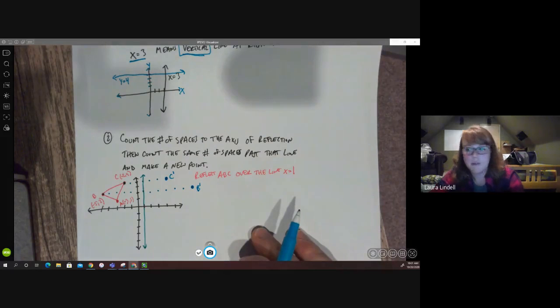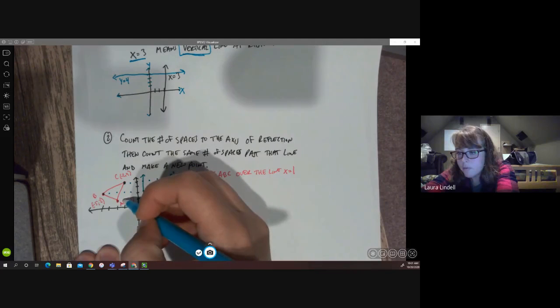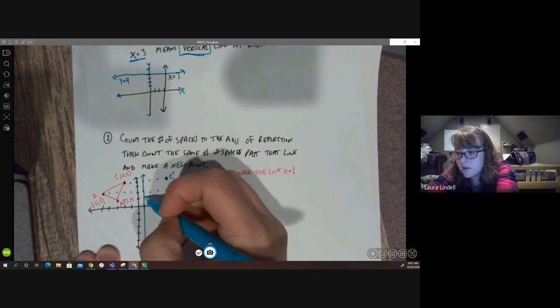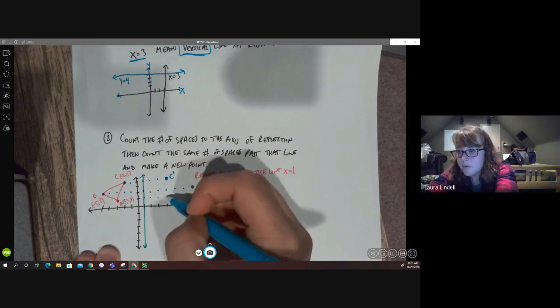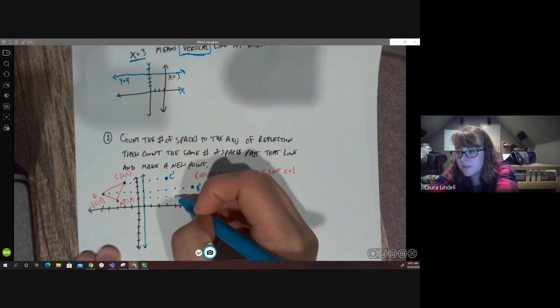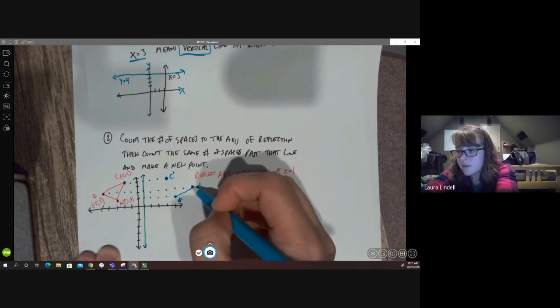Then we're going to do the same thing with A. A is here at -3, 1. So we're going to go over 1, 2, 3, 4 to get to the line. So we have to go 1, 2, 3, 4 past the line to get my new A prime point.